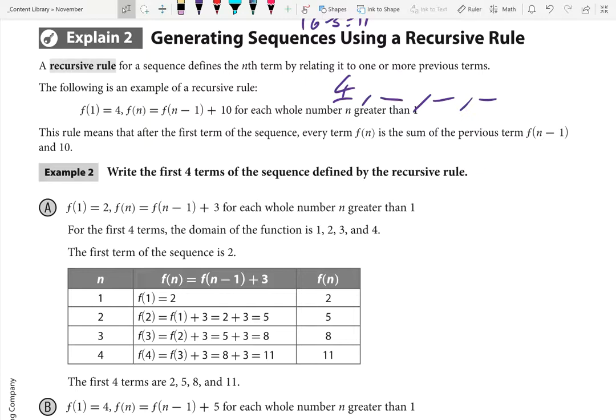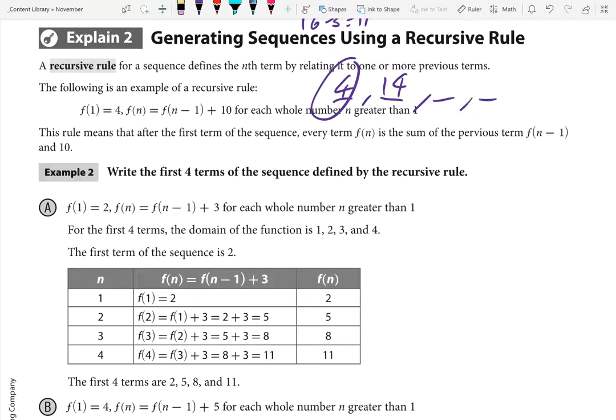So, if I were to find the second term of this sequence, right? If I want to find the second term, then I'm going to be using the previous term to find it. So to find the second term, I would plug in the previous term. The previous term was 4, right? So this whole thing would be 4, and then you'd add 10. 4 plus 10 makes 14. So the second term is 14.